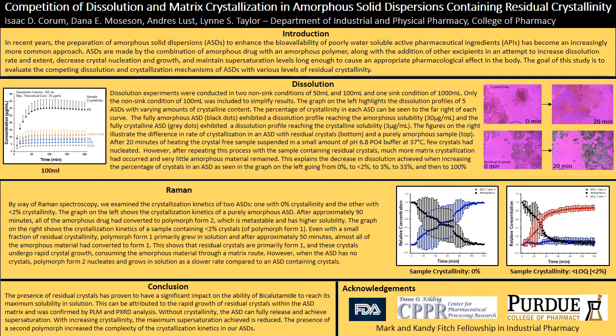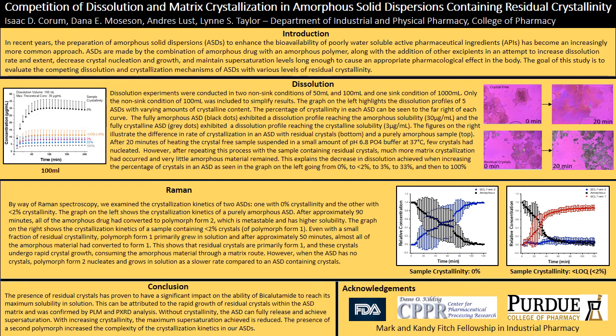The graph on the left shows the crystallization kinetics of a purely amorphous ASD. After approximately 90 minutes, all of the amorphous drug had converted to polymorph form 2, which is metastable and has a higher solubility. The graph on the right shows the crystallization kinetics of a sample containing less than 2% crystals, which were primarily form 1. Even when a small amount of residual crystals remained in the sample, polymorph form 1 primarily grew in solution, and after about 50 minutes, almost all of the amorphous material had converted to form 1.